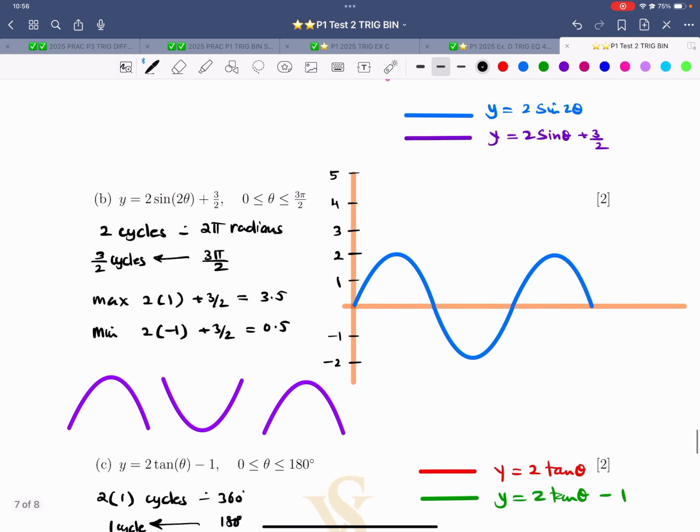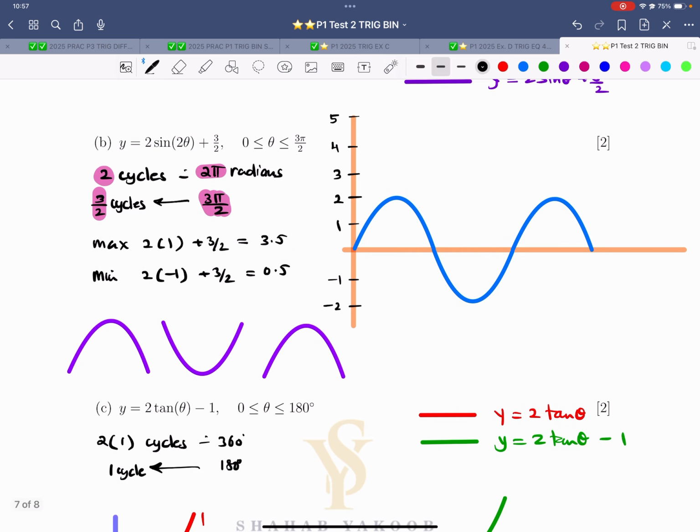The next one, 2 sine 2 theta plus 3 over 2. 2 sine 2 theta. Now first of all write the standard, which is 2 cycles in 360 degrees. But in 3 pi by 2 you will have 3 over 2 cycle. So just play around with this. 2 pi, 2 cycles. 1 pi, 1 cycle. 1.5 pi, 1.5 cycle. Maximum, in place of this right one, that would be 3.5. Minimum, that would be 0.5.